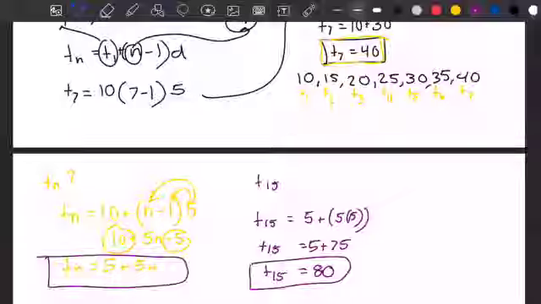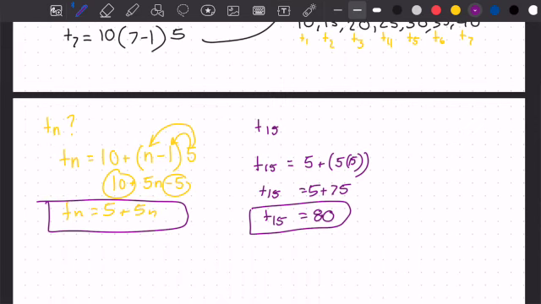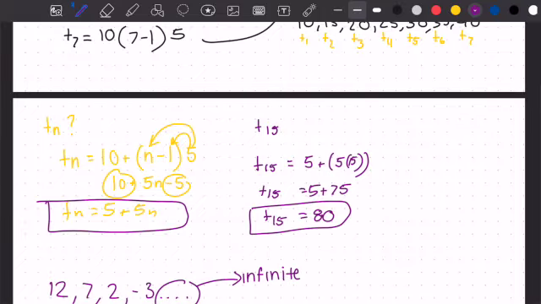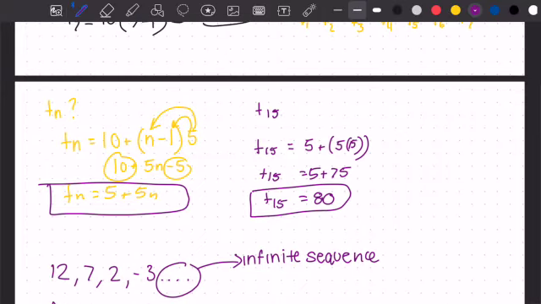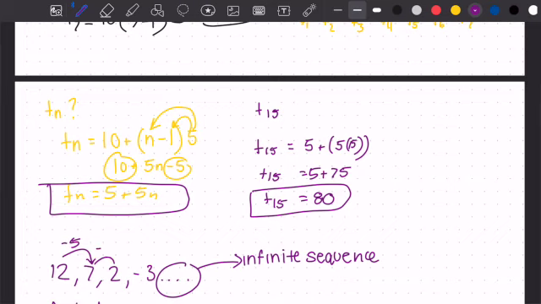You need to be able to count to find your common difference. If I give you another sequence and I say, my sequence is 12, 7, 2, and -3, and so on, the dots mean it's an infinite sequence, and I need to find D. You can either count: 12 to 7 is what? What's the difference between 12 and 7? 5. Yep, so -5. And then 7 to 2 is -5. So the common difference is -5.